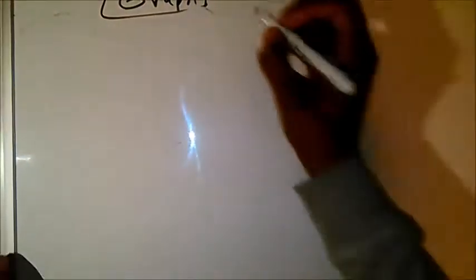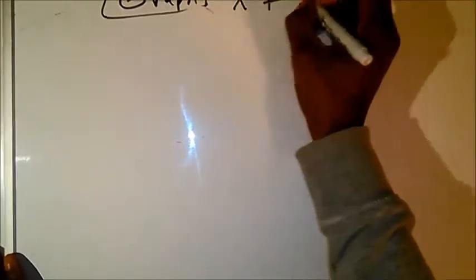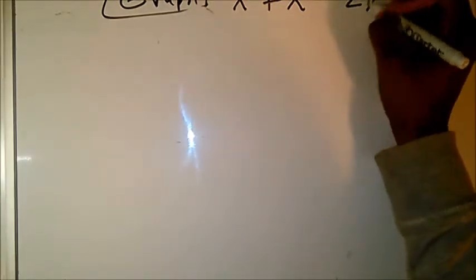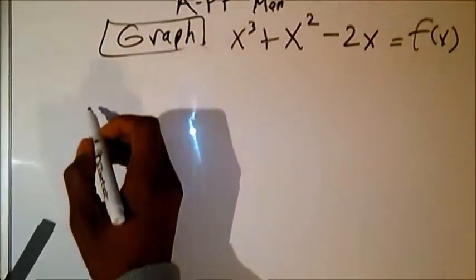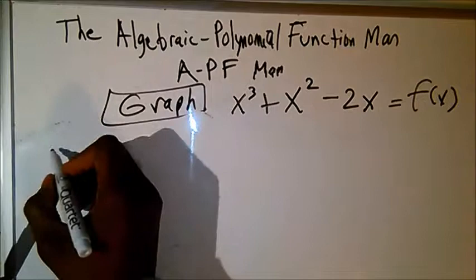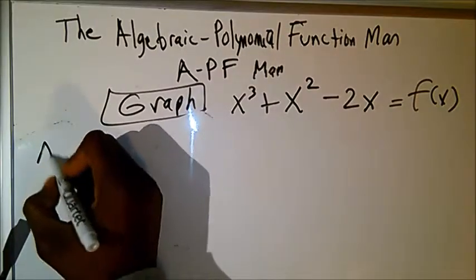Let's try to graph x cubed plus x squared minus 2x. Let's try to graph this function. The first thing we're going to do, we need what? We need the arms, don't we?